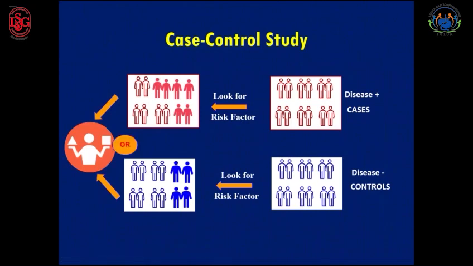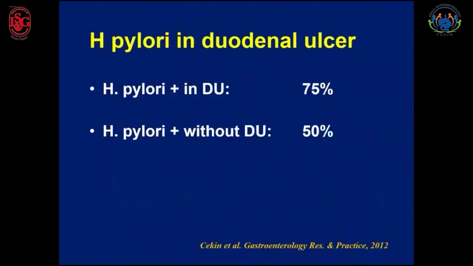Let's see in detail what an odds ratio is by taking a published study. In this study, Sekin et al., published in Gastroenterology Research and Practice, they are looking at Helicobacter pylori in persons with and without duodenal ulcer. They found that in the antral biopsy of persons with duodenal ulcer, 75% had Helicobacter pylori, and in those without duodenal ulcer, only 50% had Helicobacter pylori.